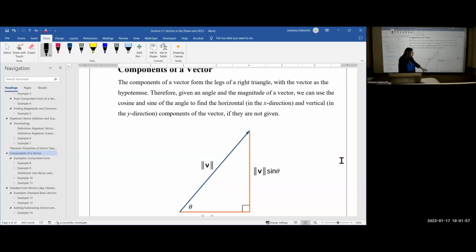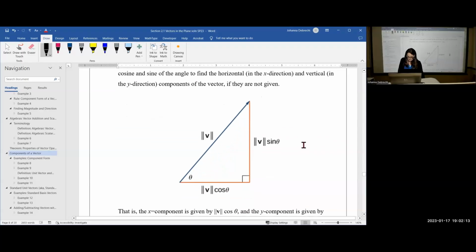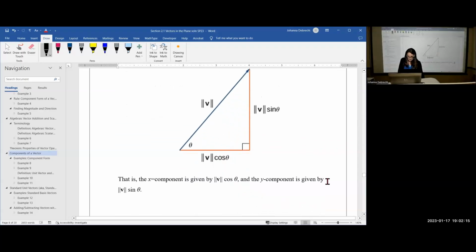So if we know that the angle is theta, and we know that the vector is 5 units long, say this is 30 degrees, we know this is 5 units long, we'll be able to come up with the terminal point in standard position using cosine and sine, and you get this relationship right here. So in other words, the x component down here is just the magnitude of the vector times the cosine of theta. Why does that work?